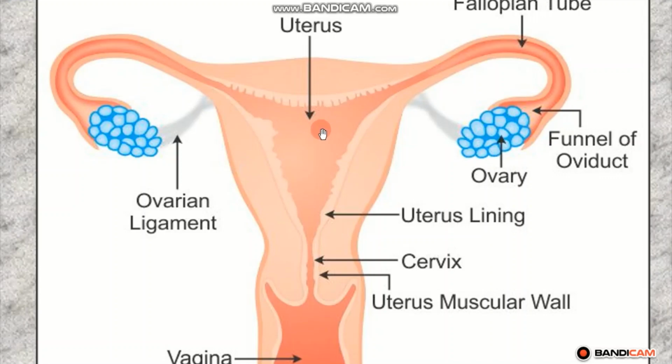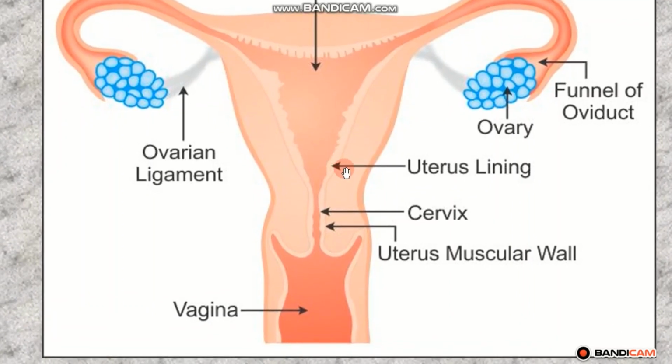It is connected to the pelvic wall. You just see, this is the wall, here and here, and this pelvic wall is attached with the ligament. The uterine wall consists of the external perimetrium.